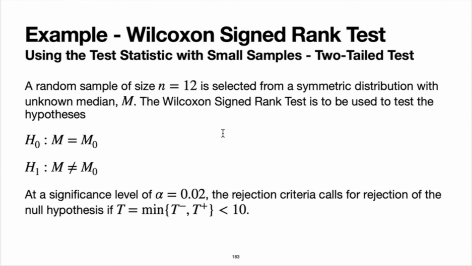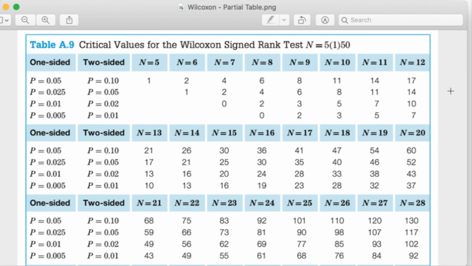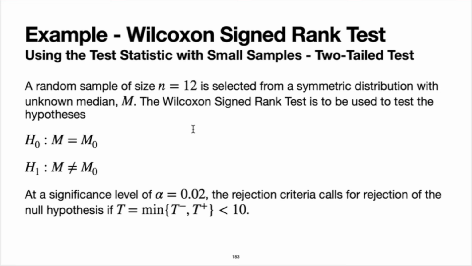And then finally, let's suppose we're doing a two-tailed test. We're going to base the test on a random sample of size 12, and we're going to use a 0.02 level of significance. So for 12 observations, we're looking at this column of values here. We're performing a two-sided test at a significance level of 0.02, and so our critical point is 10. And so we're going to reject the null hypothesis if our test statistic t, which in this case is the minimum of t minus and t plus, is strictly less than 10.